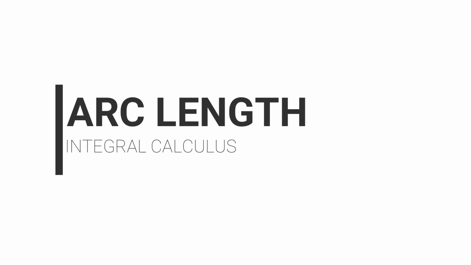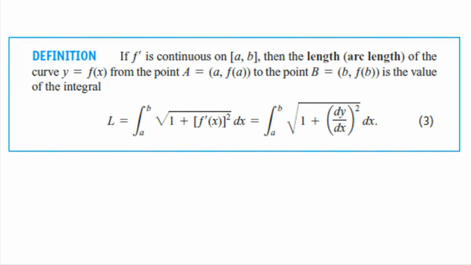Today, we're going to discuss the arc length. So start first with the definition. If f prime is continuous on interval [a, b], then the length or arc length of the curve y equals f of x from the point (a, f(a)) to the point (b, f(b)) is the value of the integral.